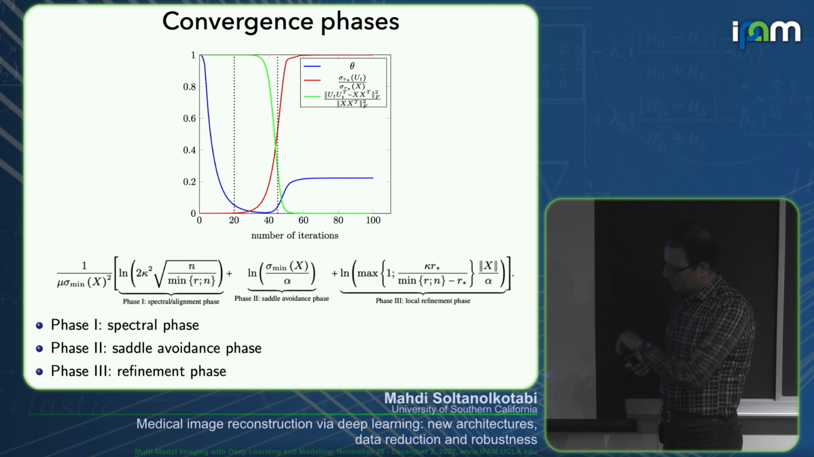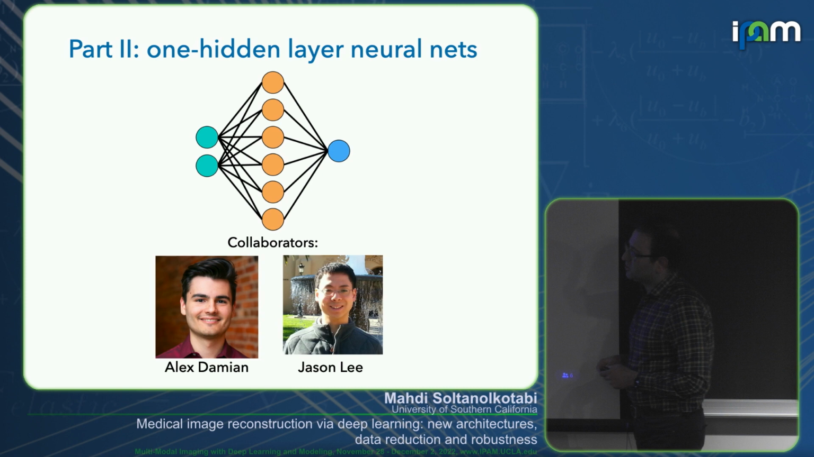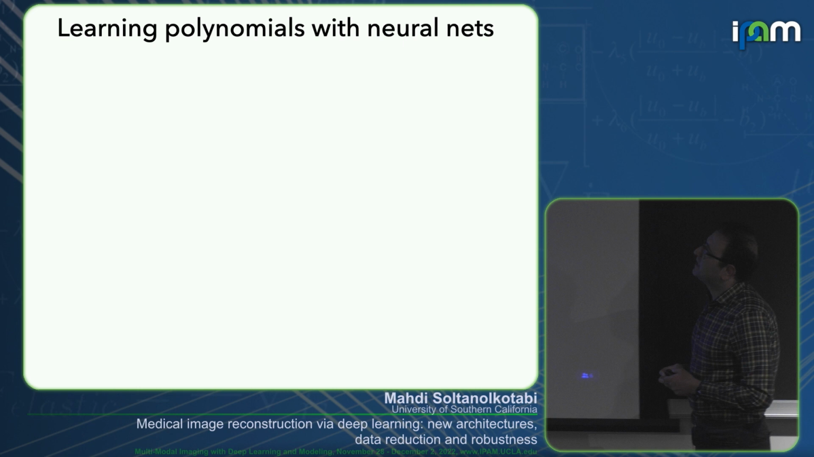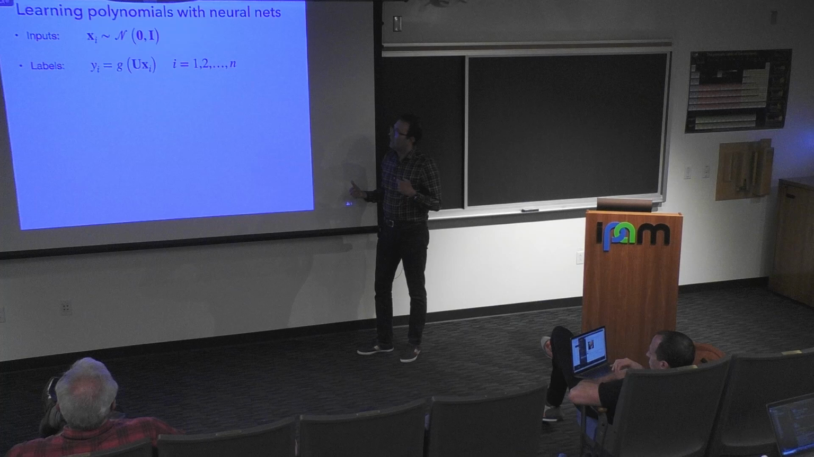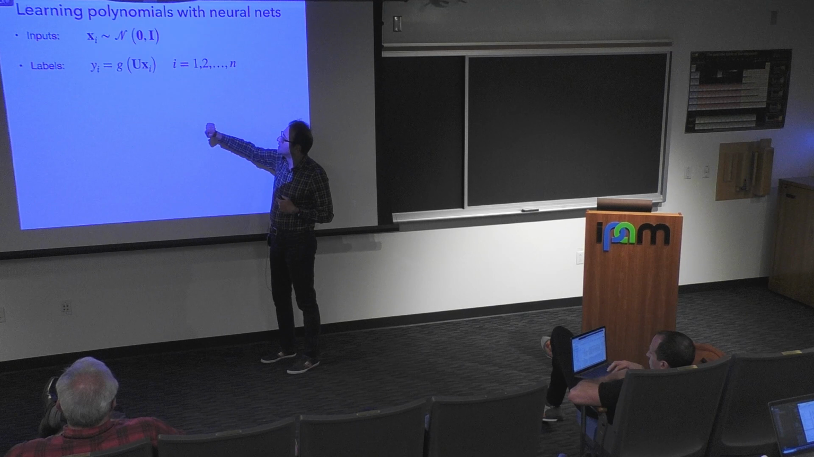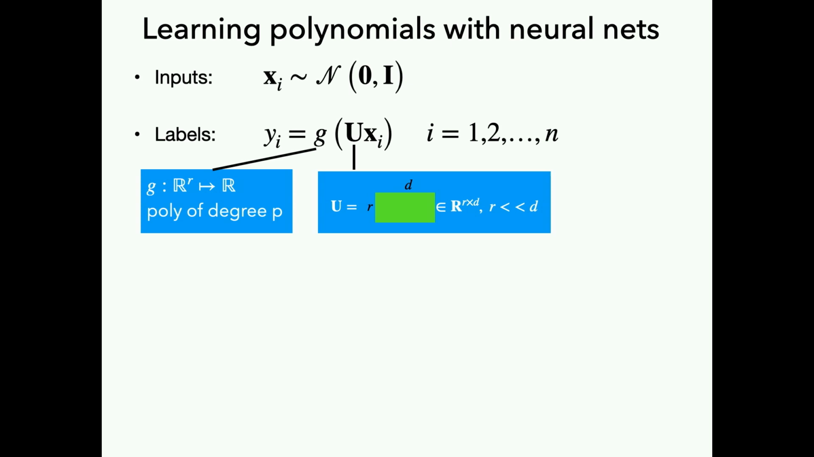So let me briefly tell you the implications, without doing any proof, for one hidden layer neural networks. This part is joint work with Alex Damian and Jason Lee at Princeton. Here, what we focus on is trying to learn polynomials using a one hidden layer neural network. In particular, we are assuming the inputs are Gaussian, and we're learning a polynomial on top of a linear representation. This is a polynomial of degree p from little r to R, so it's a multivariate polynomial. And U is a fat matrix, the linear representation, so r is less than d.